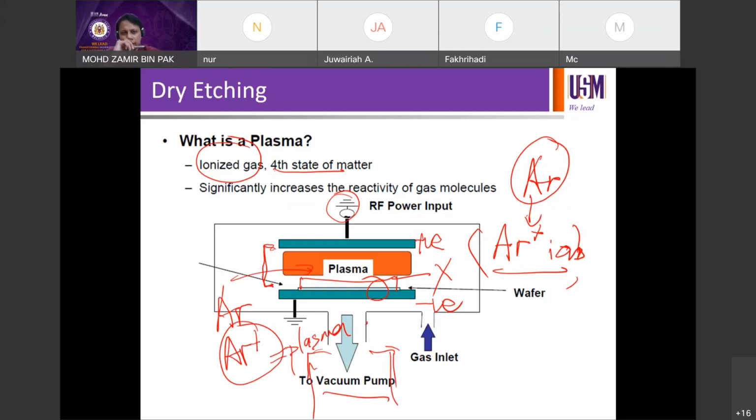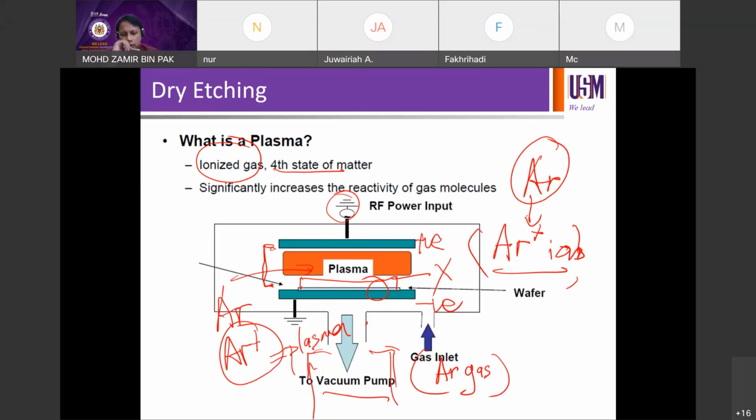So did you work on any plasma system before during your FYP? Anyone working on plasma systems? Ada? Right, anyone working on vacuum pump related systems for your FYP? Yang kena ada vacuum? Ada.